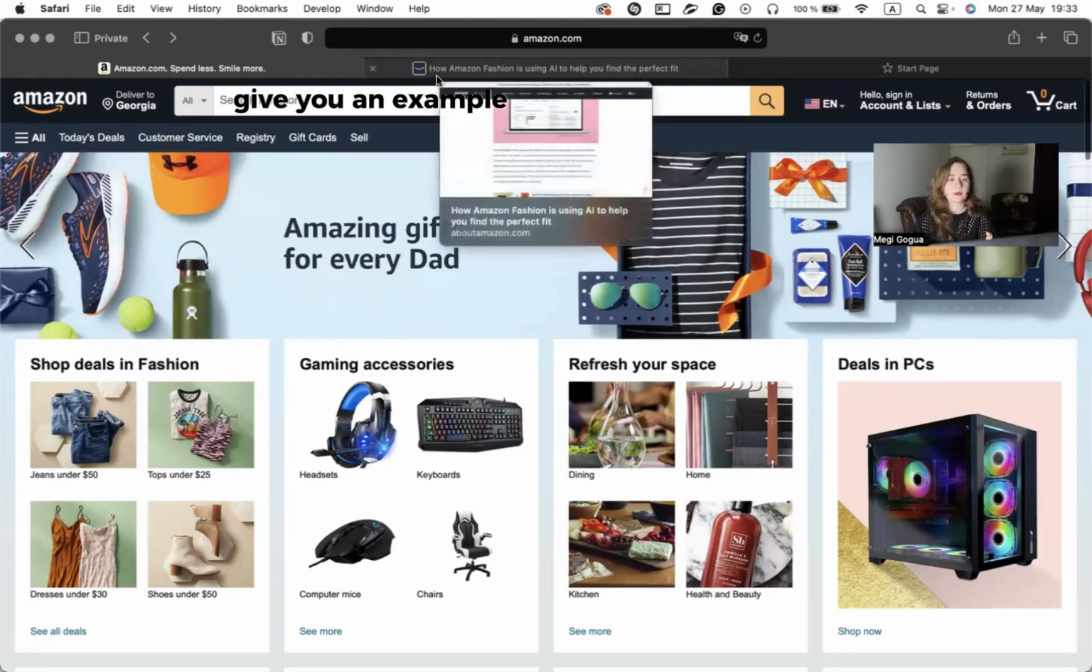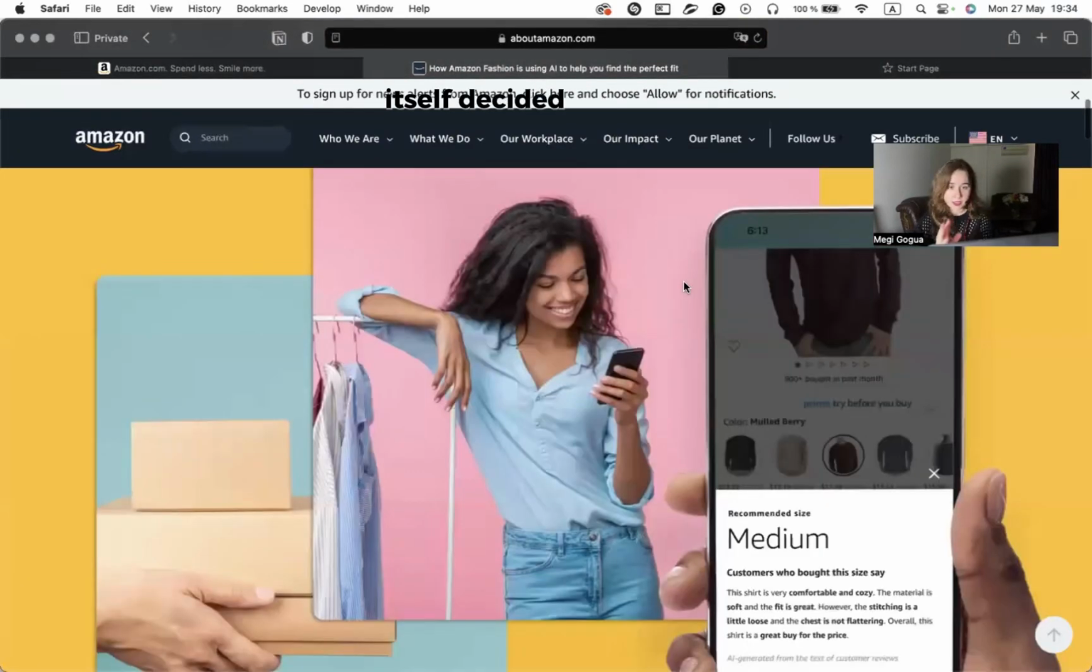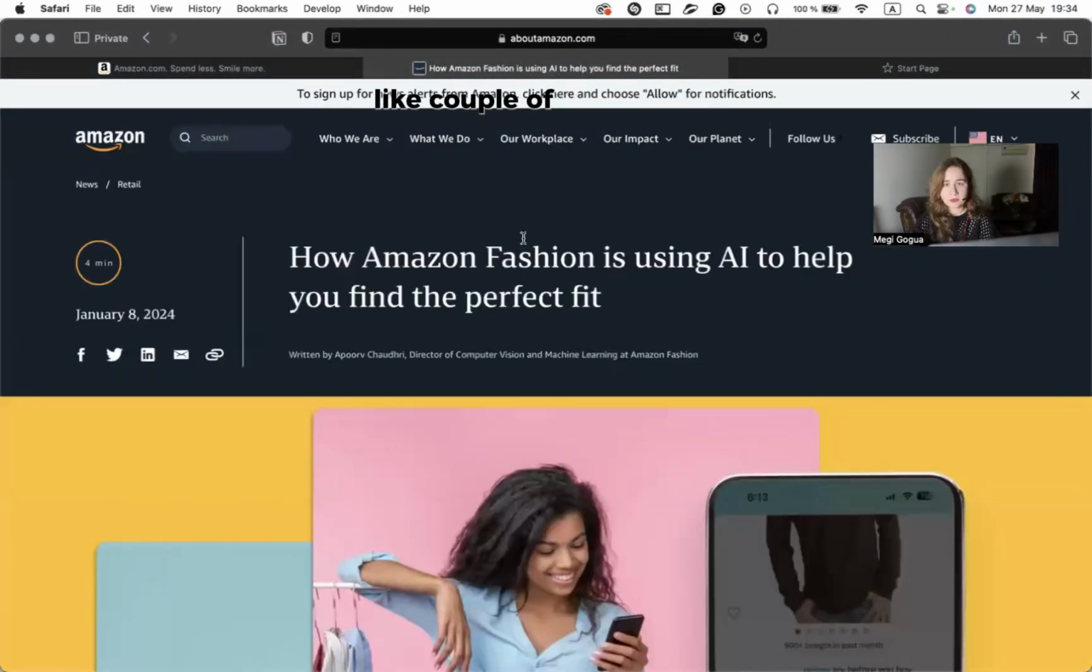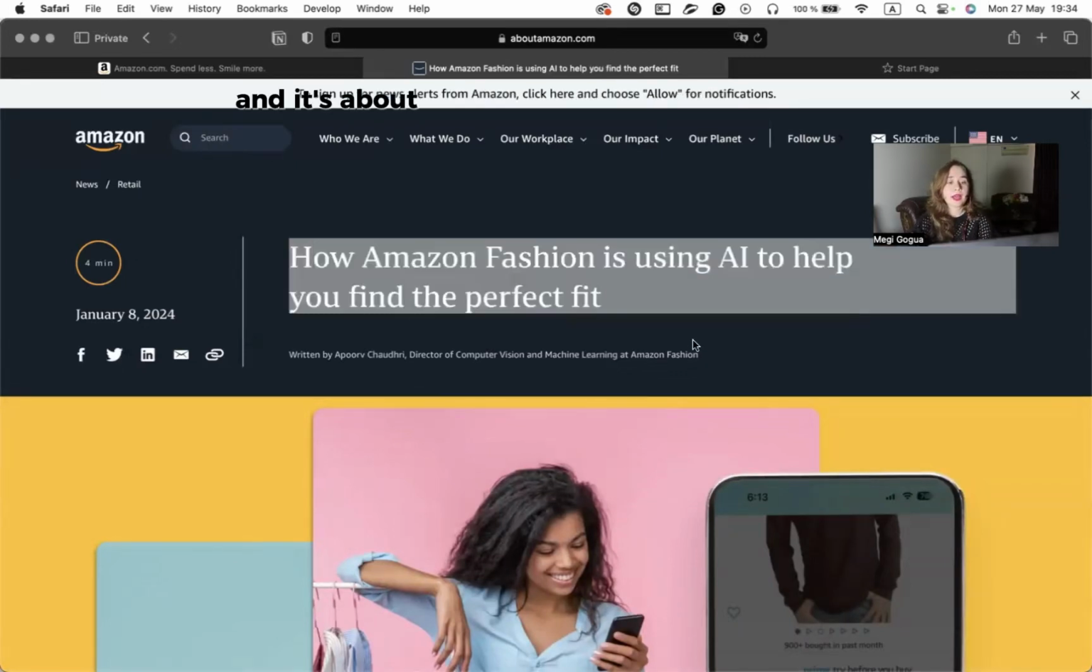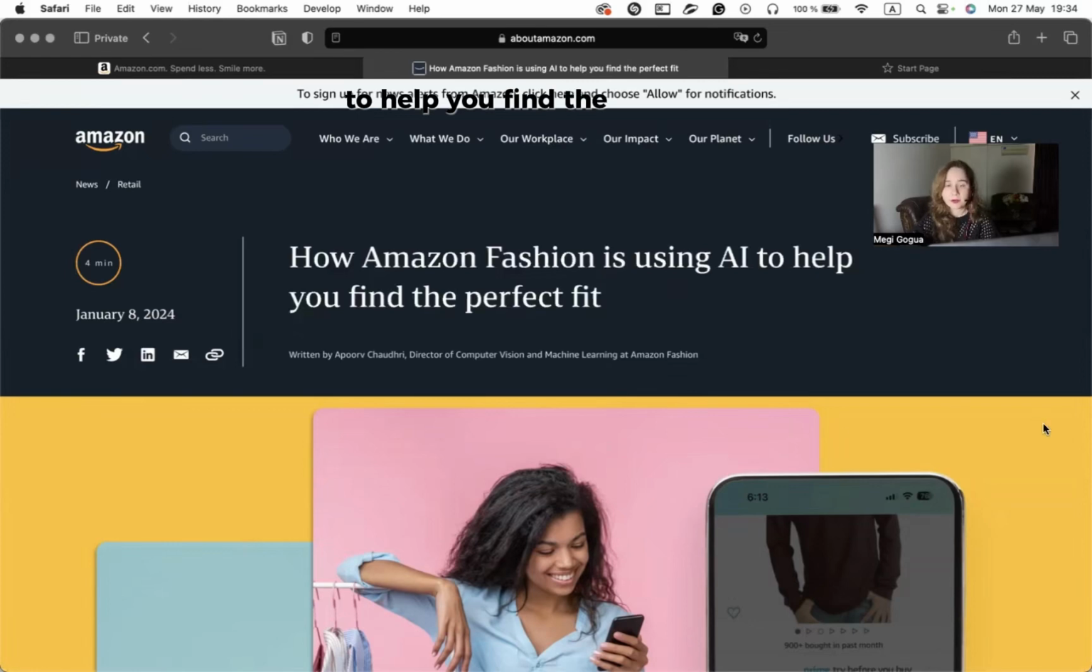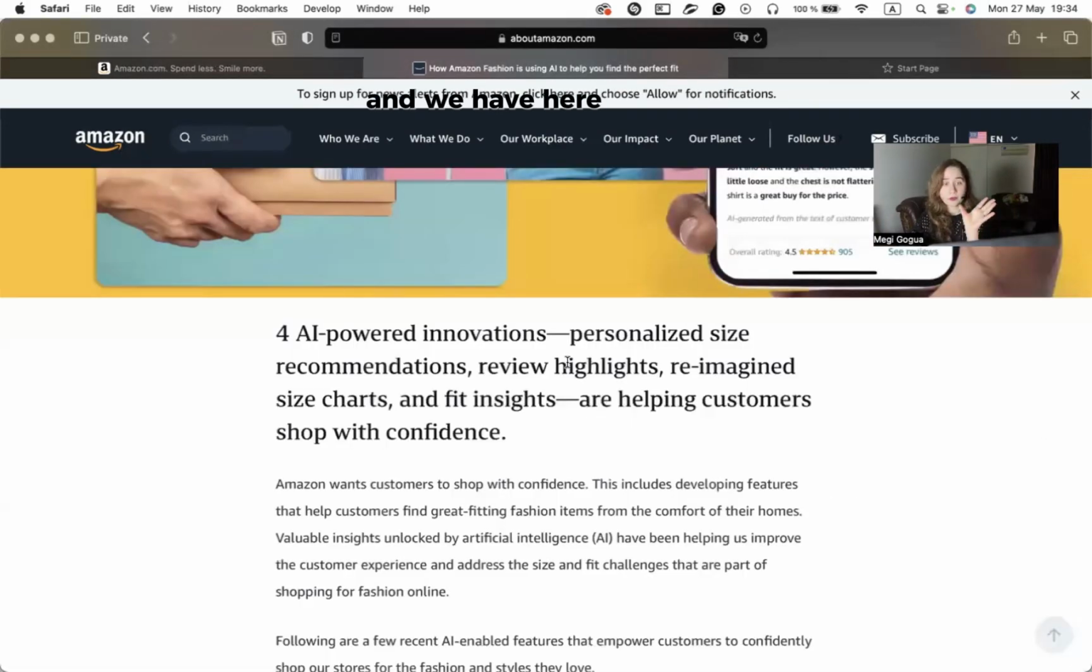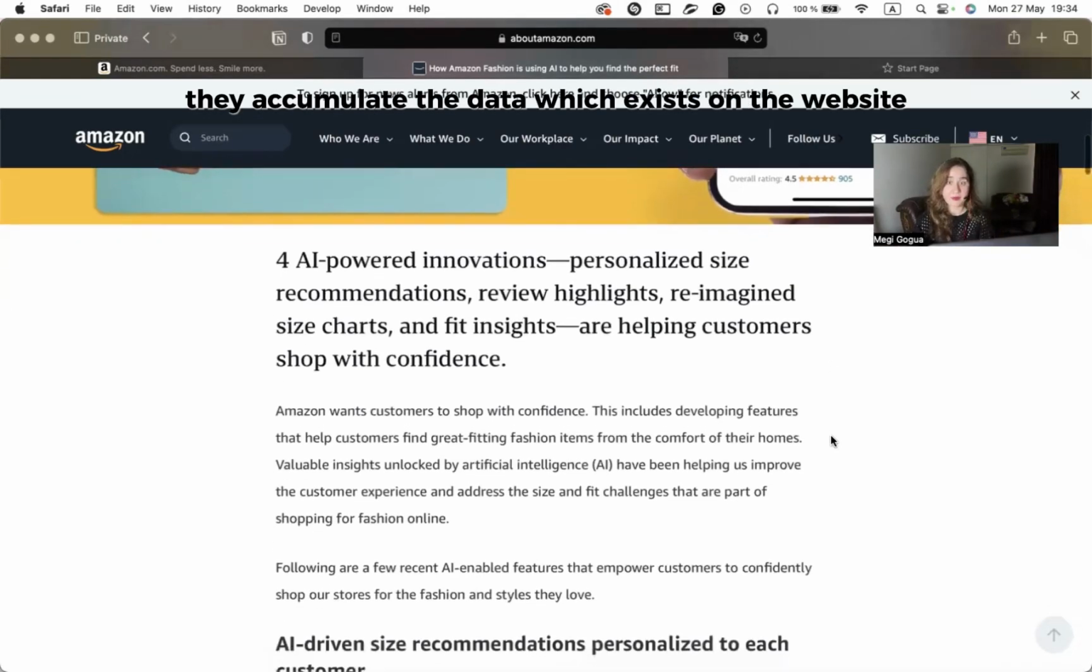But let me give you an example of a paper that Amazon itself decided to publish. It's from January 2024, like a couple of months ago, and it's about how Amazon Fashion is using AI to help you find the perfect fit. And here in the article, they utilize four approaches: personalized size recommendations, review highlights, reimagined size charts, and fit insights. So as you can see, they accumulate the data which exists on the website, which has been accumulating for many years in such a large magnitude that it's almost incomprehensible.